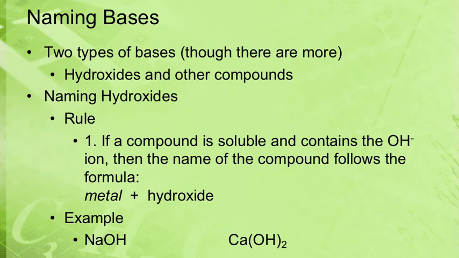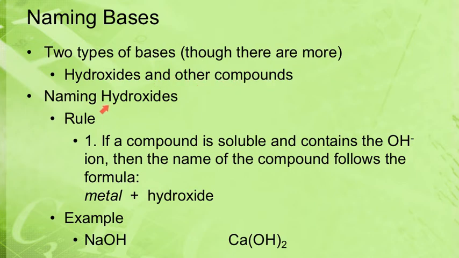The good news is acids have 2 types of naming systems. Bases, you use the same naming system that you learned previously last semester. Nothing is different about it. You use the exact same naming system. And there's really only 2 types: bases that have hydroxides and then other compounds that can make a solution basic.